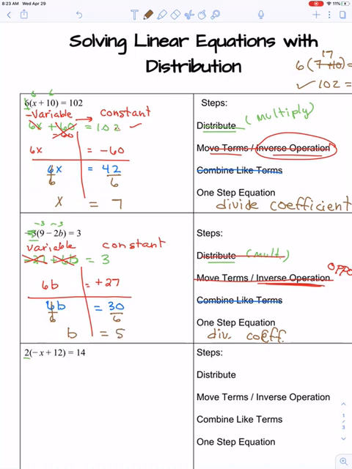Again, do a quick check. I've got -3(9 minus 2b), but my b now is 5. I know that one equals 3. Well, 2 times 5 is 10. So now I have -3(9 minus 10), gives me -1. A negative and a negative gives me a positive. 3 times 1 is 3. So it checks out, we're good.